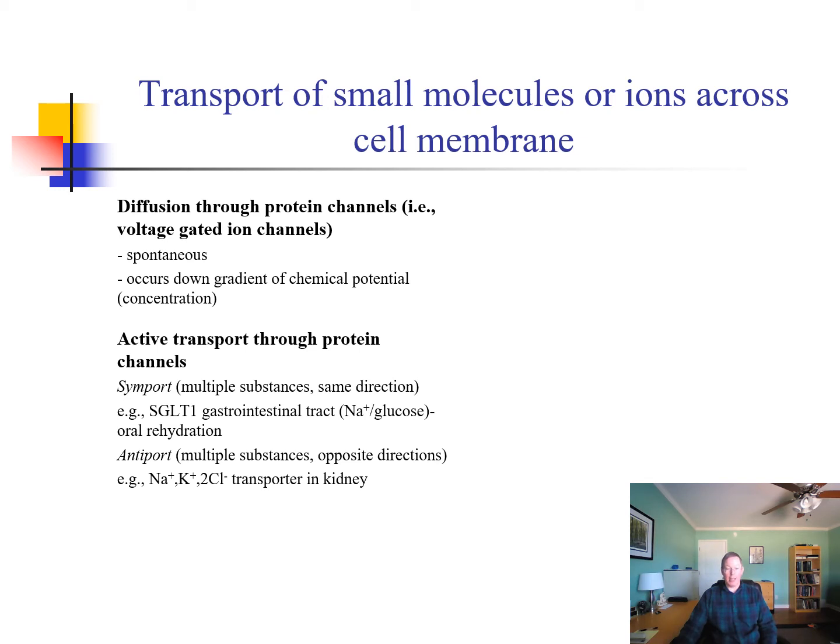For example, in your gastrointestinal tract, there's a sodium glucose transporter, so that if I'm really dehydrated, I can use an oral rehydration solution that will allow sodium, glucose, and water to be transported in across my gastrointestinal tract and allows for quicker rehydration. Antiports also provide for transport of multiple substances, but in this case, they move in opposite directions. For example, there is a transporter in the loop of Henle, which transports a sodium, a potassium, and 2 chlorides that actually work as an antiport and move those ions in opposite directions.